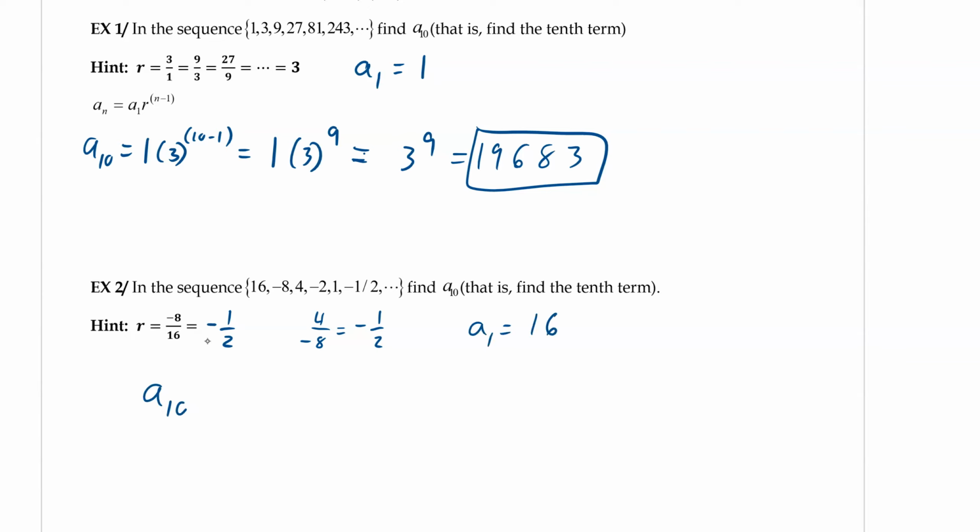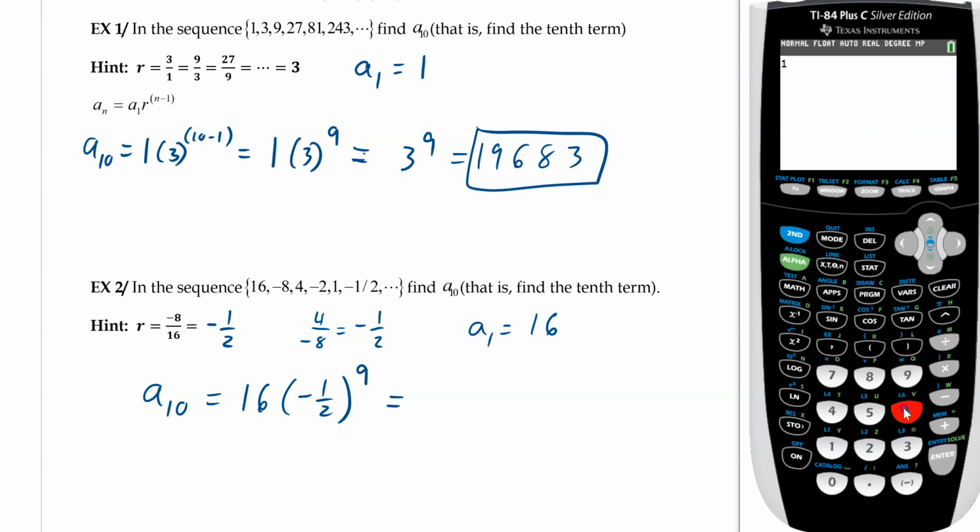To find a sub 10, that would mean we start with 16. We have our ratio of -1/2, so we're going to take 16 and multiply it by -1/2 9 times. It's 10, take away 1, right? And then we plug that in our calculator. So that would be 16, and parentheses. Make sure you have the parentheses so that -1/2 will give us the correct sign. Since our exponent is 9, we know it's going to come out negative.